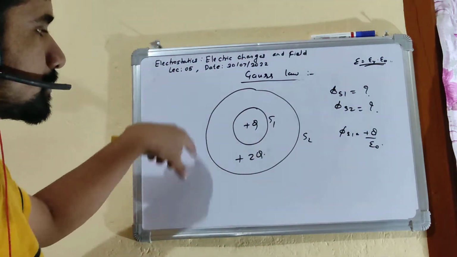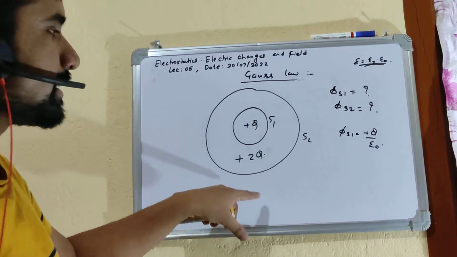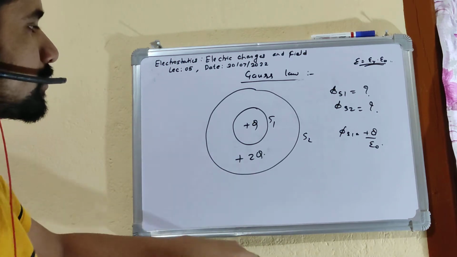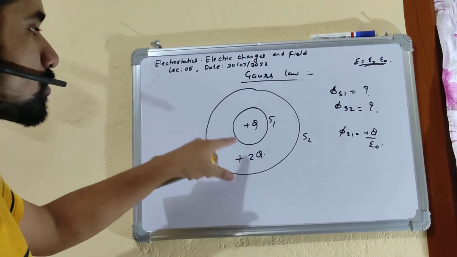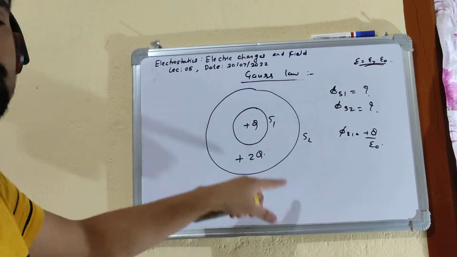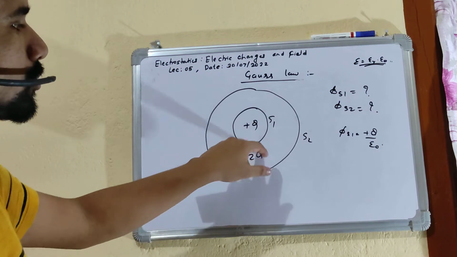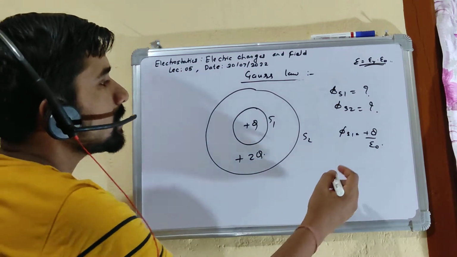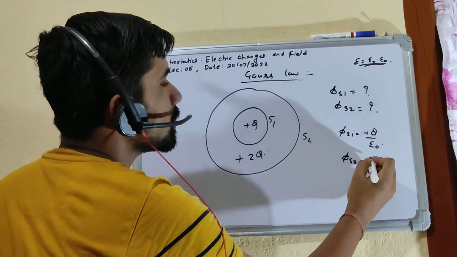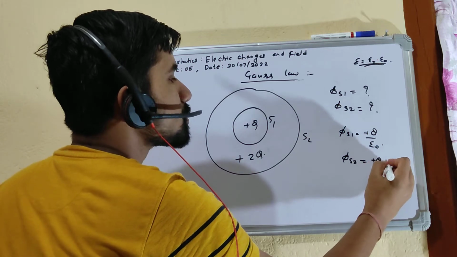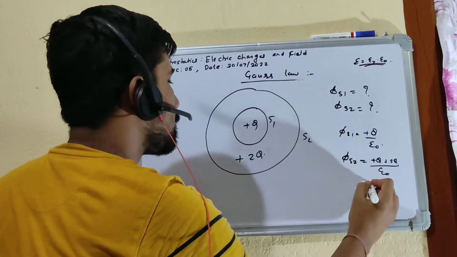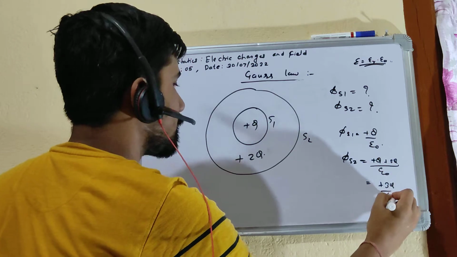But what about S2? S2 is enclosing plus q as well as plus 2q, so the net charge enclosed by S2 is plus 3q. The flux coming out of S2 has contributions from the plus 2q and the plus q. So the net flux through S2 will be plus q plus 2q by epsilon naught, which is plus 3q by epsilon naught.